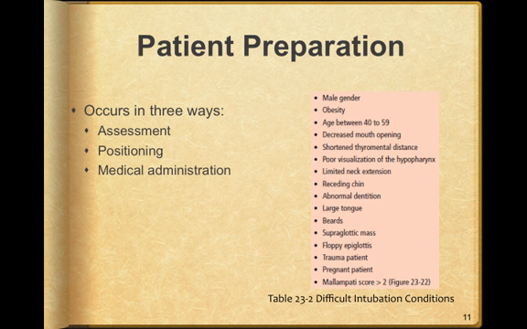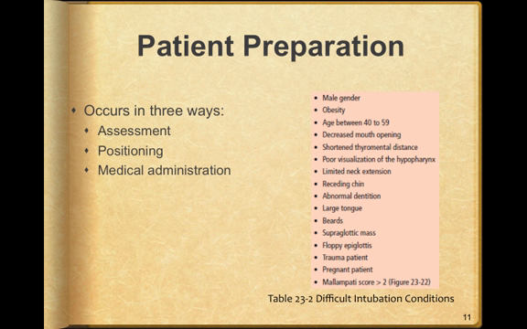Patient preparation. This occurs in 3 ways. This occurs with assessment, positioning, and if needed, medication administration. So things to consider. Are they male gender? Obesity? Age between 40 and 59? Decreased mouth opening is always a thing that we should consider. How much will their mouth actually open? Poor visualization of the hypopharynx. Limited neck extension. Receding chin.